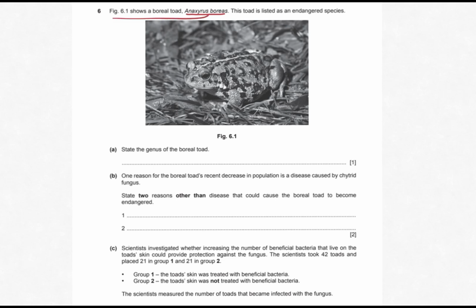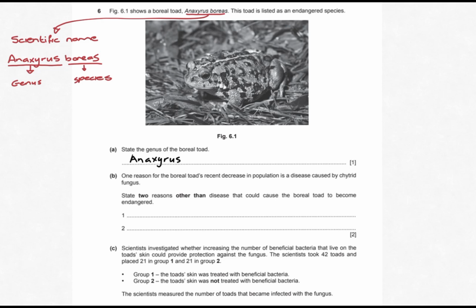So if we look at its scientific name, the Anaxyrus boreas, we know that the Anaxyrus part would be the genus and the boreas part would be the species, which means that the genus of this toad is Anaxyrus. Now remember, when writing down a scientific name, we want to underline it. Unlike when we type it, it needs to be in italics, like in the question.